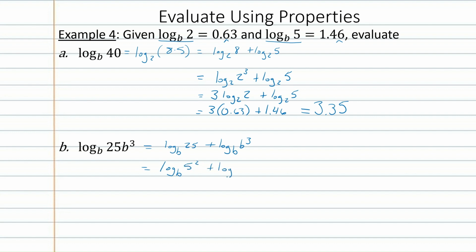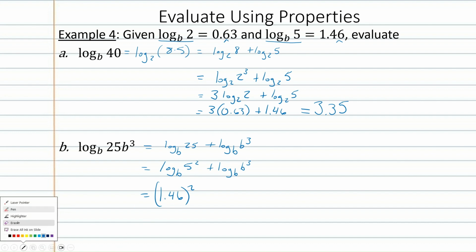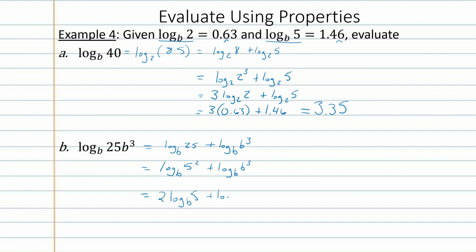Okay, and then I still have the log base b of b to the third here. Now I'm obviously going to replace the log base b of 5 with 1.46. So it'll be 1.46 squared, or sorry, I messed up a property here. I hope y'all were yelling at me on the screen. It's not squared, right? Don't rush it, Mr. Shives. Got to use our other property here and bring that exponent forward. Let's do that. So we've got 2 times the log base b of 5 plus the log base b of b to the third. Don't get ahead of yourself. So now we have 2 times 1.46.